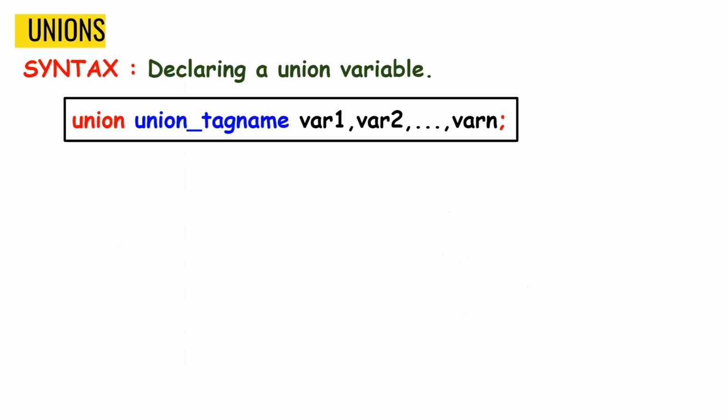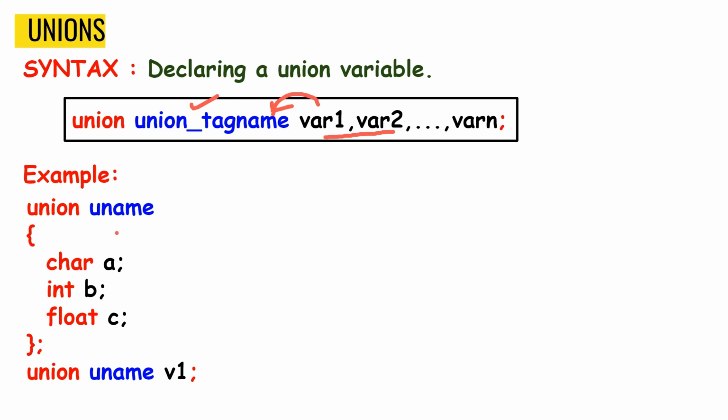The syntax for declaring a union variable: union keyword followed by the union tag name followed by the list of union variables. So we can declare any number of union variables. These union variables are of the type union tag name. Say, for example, union uname. You can declare any number of variables for this union uname.